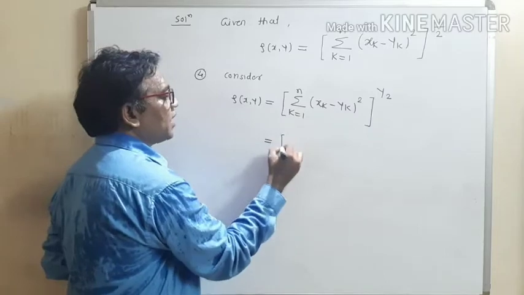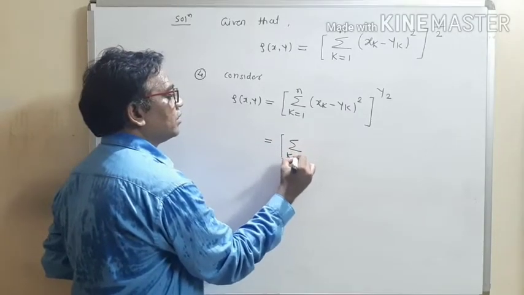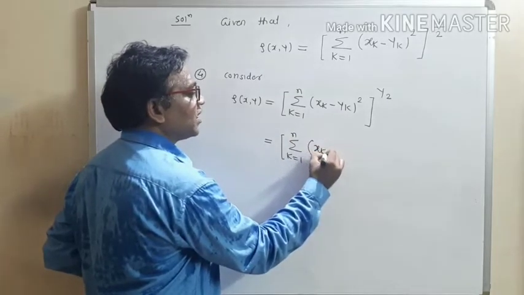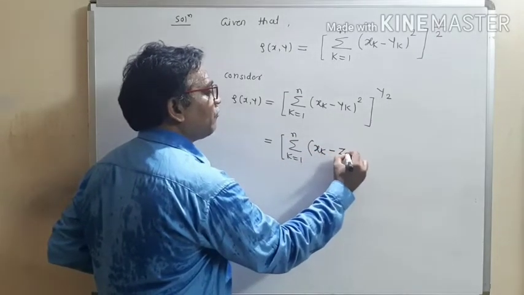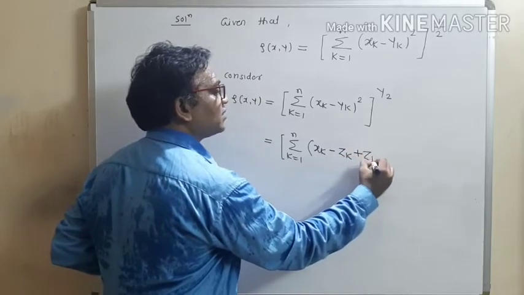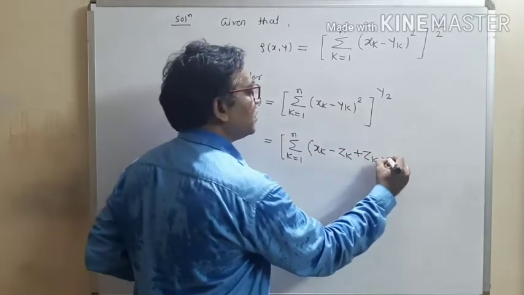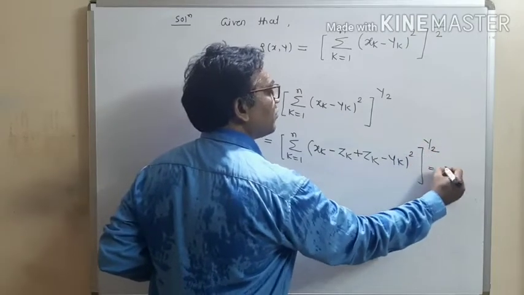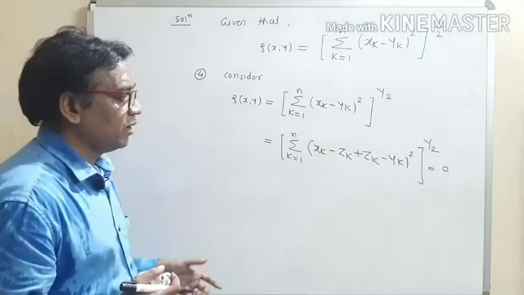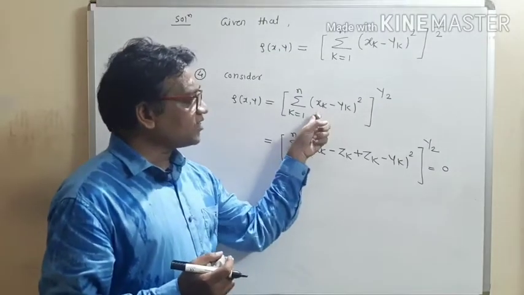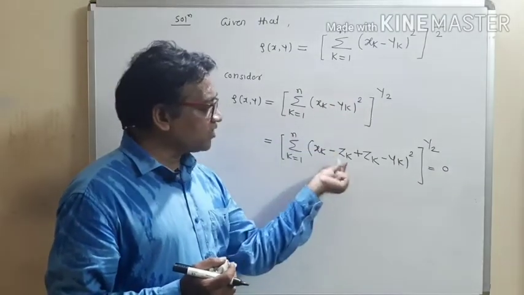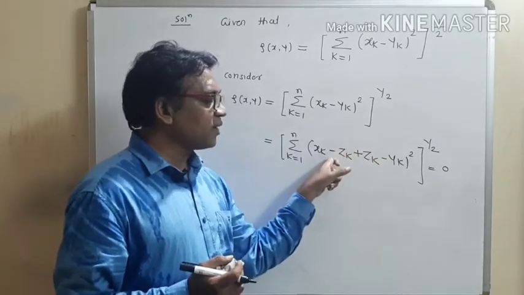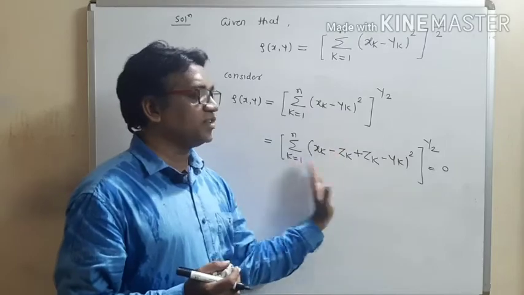So this can be written as summation k varies from 1 to n, (xk, now subtract one quantity and just add the same quantity, that means there is no change, minus yk) bracket square raised to 1/2. Now what we have done, this is xk minus yk bracket square, so just add and subtract the same quantity, add zk and subtract zk, that means there is no change in quantity.